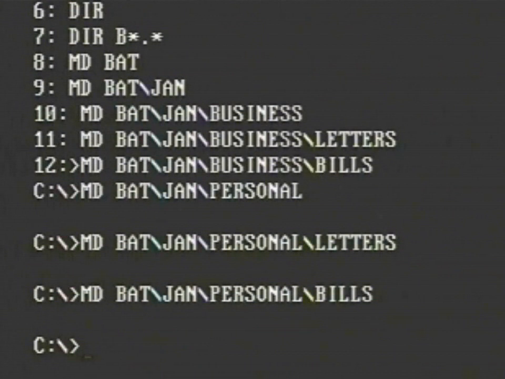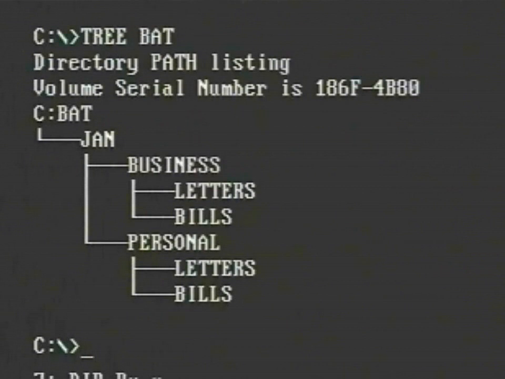Type tree, a space, and BAT. This tells DOS to only display the tree of the BAT directory. It has the Jan subdirectory that has its own subs, business and personal, and each of these directories have their subs, letters and bills. Any of these directories can hold either files or more subdirectories, which could hold files and even more subdirectories. Most of the time, you only need to go 4 or 5 levels down from the root.